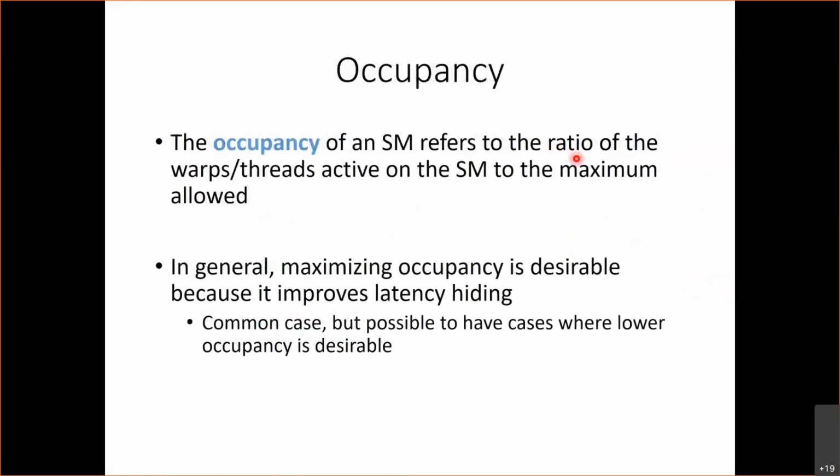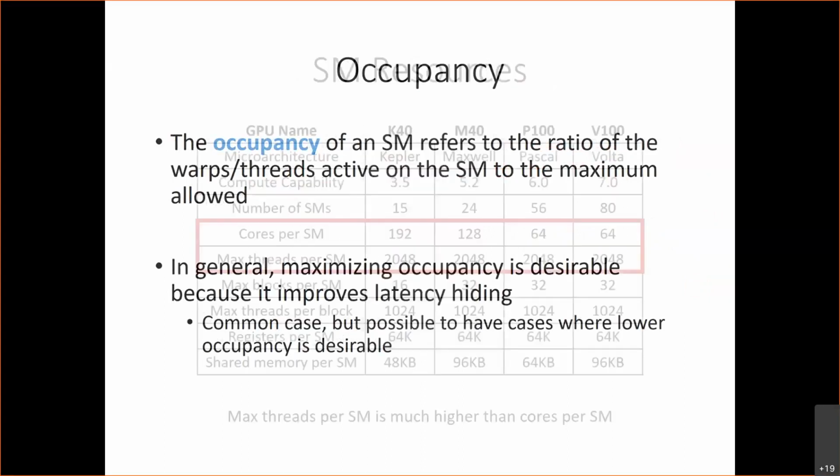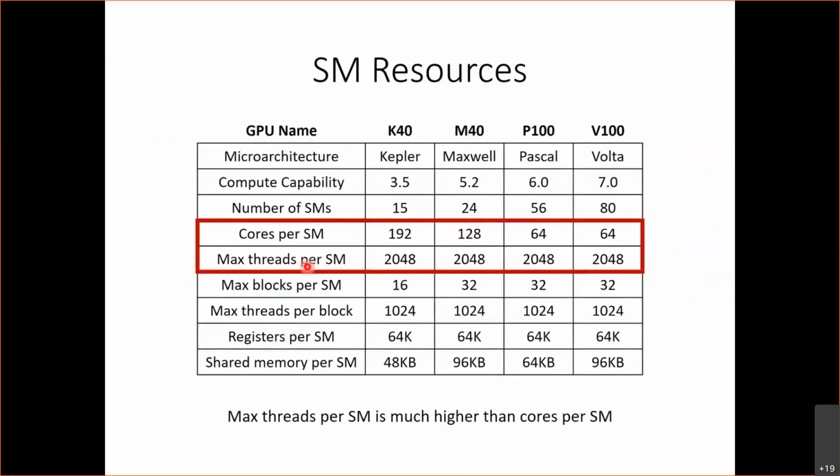Occupancy is the ratio of warps or threads that are active on the SM to the maximum allowed. If we go back to our previous slide, we said that the maximum threads allowed per SM is 2048, even though the number of cores per SM is 64. So ideally, I want to always have 2048 threads in my SM. But if I configure my block incorrectly, for example, or I am forced to not have 2048 threads per SM, then I will have fewer threads in the SM and I will not have full occupancy.